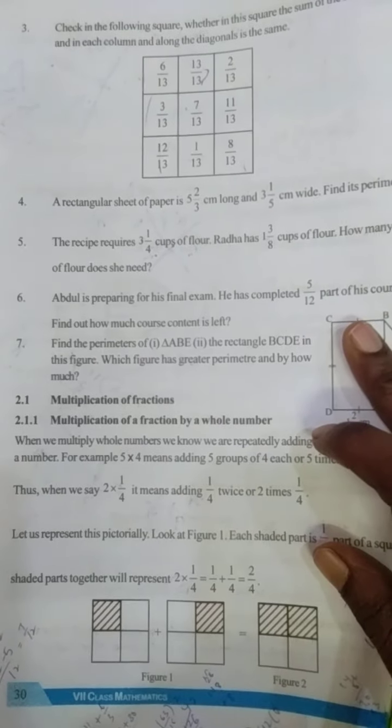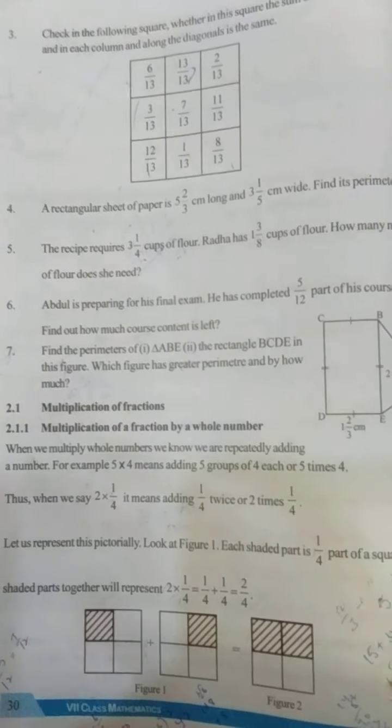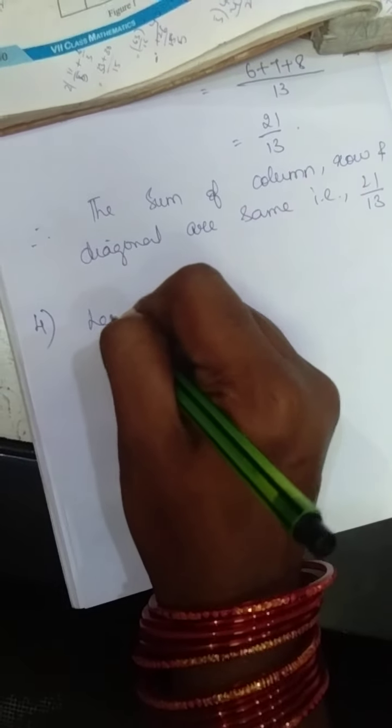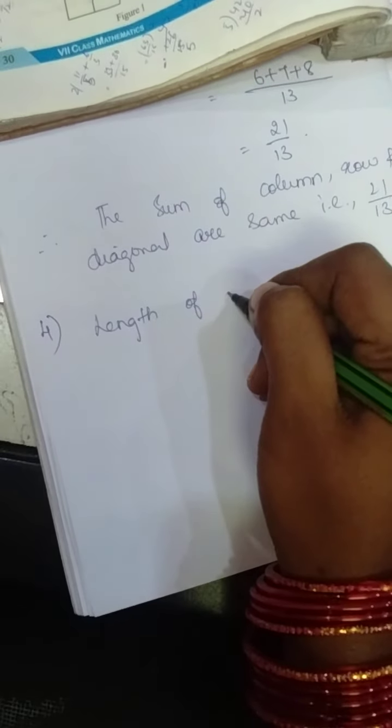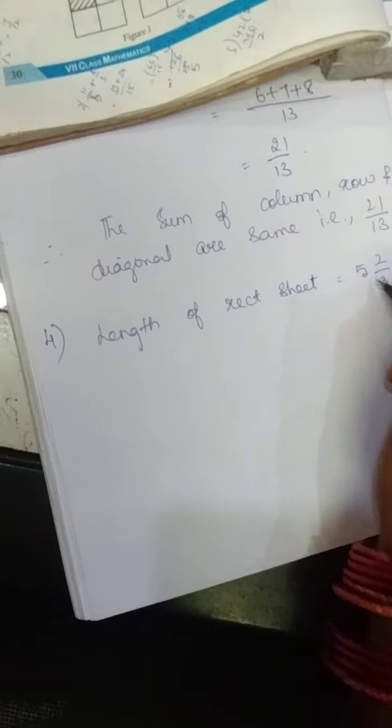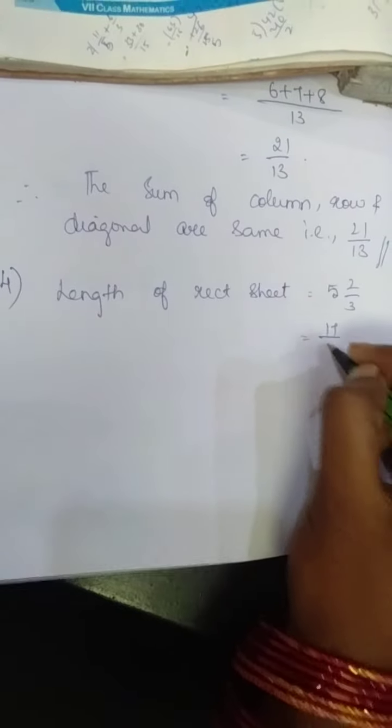Next, see here the fourth question. A rectangular sheet of paper is 5 2 by 3 centimeters long and 3 1 by 5 centimeters wide. Find its perimeter. Okay, here it is given in mixed fractions, and you have to convert them into improper fractions. Okay, a rectangular sheet is given. For that rectangular sheet, length of the rectangular sheet equal to how much? 5 2 by 3, that is nothing but 5 3s are 15, 15 plus 2 is 17, 17 by 3.